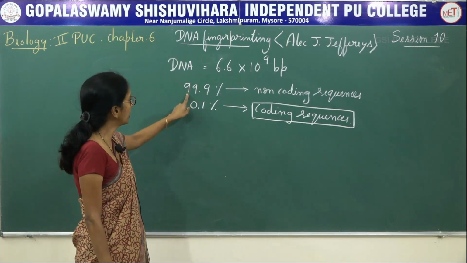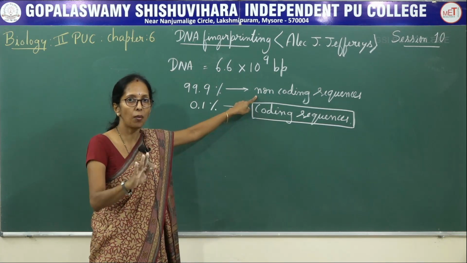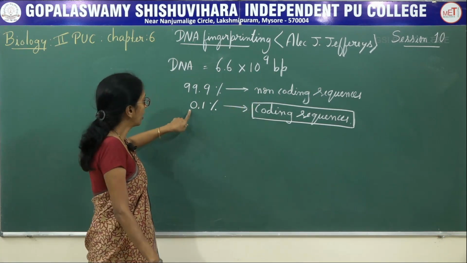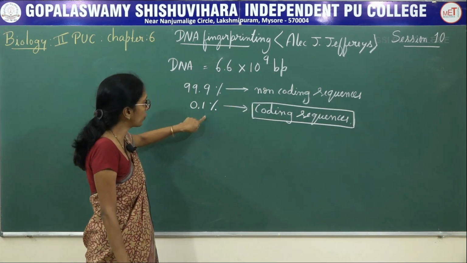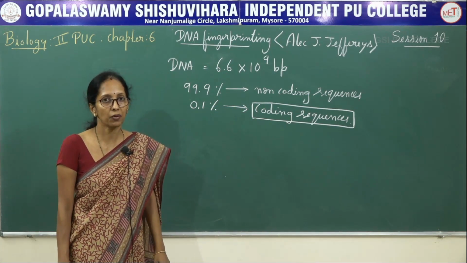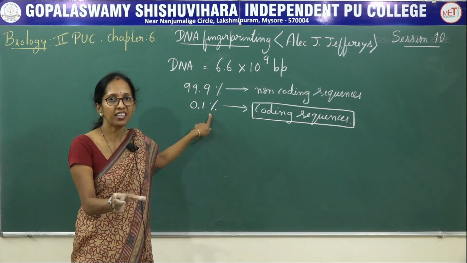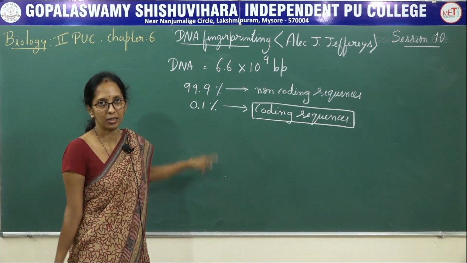So here, 99.9% is said to be non-coding sequences, common in all the individuals. And only 0.1% is said to be coding sequences that code for a particular protein, and this 0.1% always varies from one person to another person.